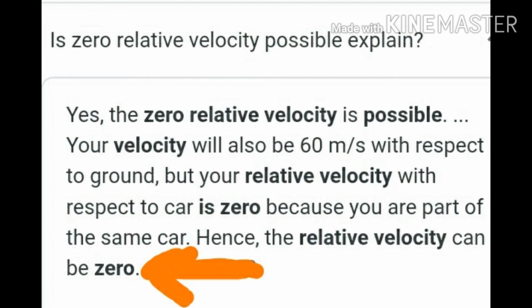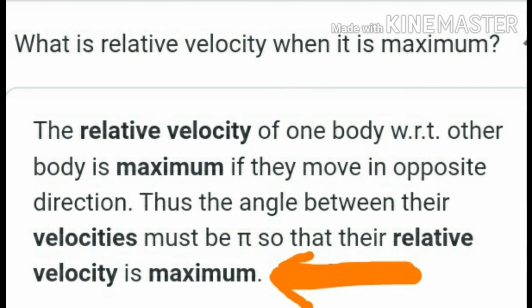Now move to the next question, which is: when is relative velocity maximum? The relative velocity of a body with respect to another body is maximum if they move in opposite directions. Thus the angle between their velocities must be pi so that their relative velocity is maximum. So guys, these are the important questions which were asked in exams. So here we completed our concept of relative velocity.